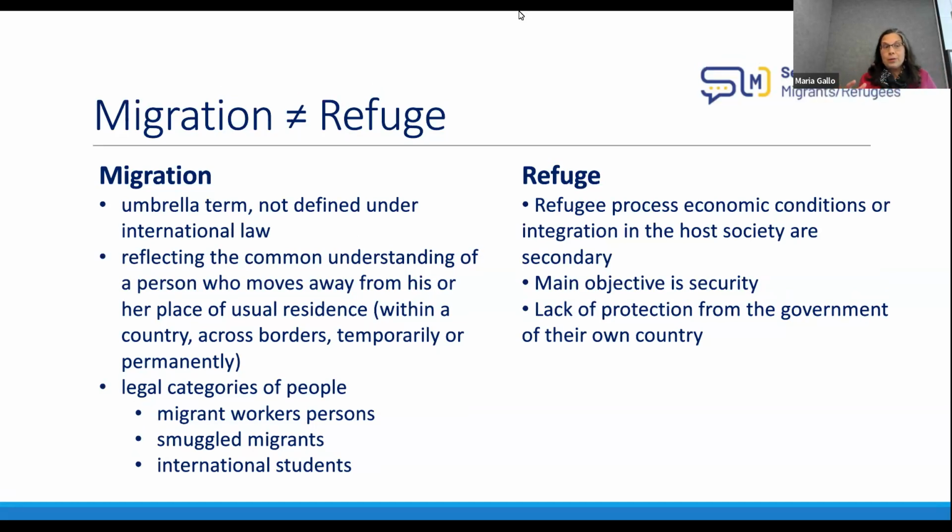People can be migrants, and it's usually a form of choice or for particular categories of reasons, like migrant workers, for example. And then, of course, those like international students who have made it a choice, whereas refuge is much more about a process and has a more legally binding entity. So the main objective is that connection to security and the lack of protection that we talked about in international protection just a moment ago.